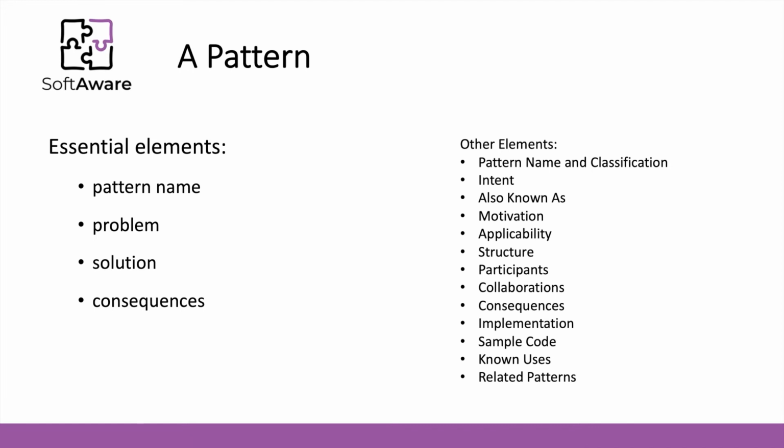Later, we have the consequences. How does the pattern support its objectives? What are the trade-offs and results of using the pattern? What aspect of system structure does it let you vary independently? Then we have the implementation with pitfalls, hints, techniques that you should be aware of when implementing the pattern. Then we have some sample code, and the official version of the GOF makes code available both in C++ and Smalltalk. We have known uses, examples of the pattern found in real systems.